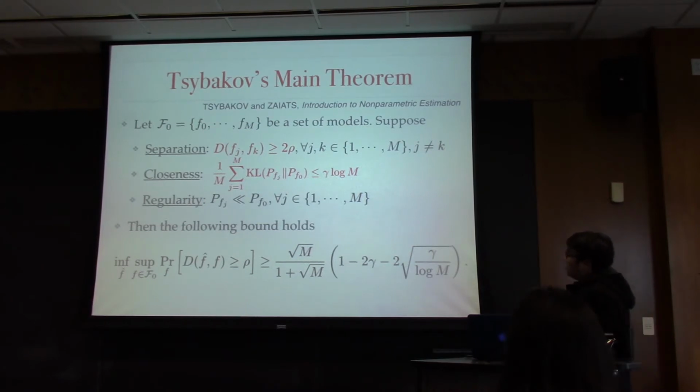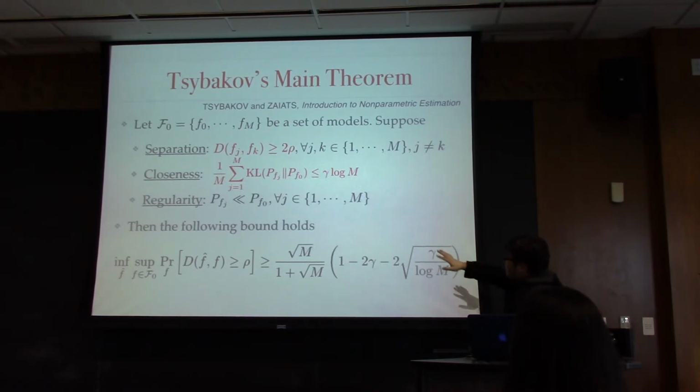The first condition is called separation. That means any two of my constructed adversarial distributions are well separated. This means that, for example, if the true distribution is fj and I predict fk, then I have a big loss. So this is the separation condition.